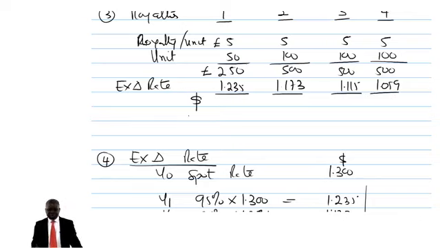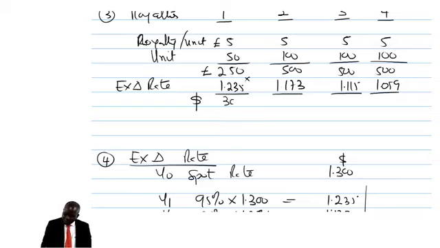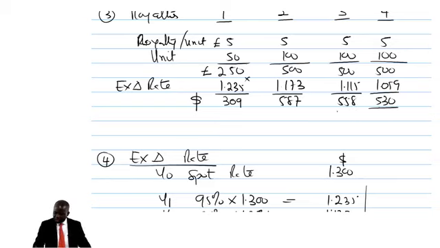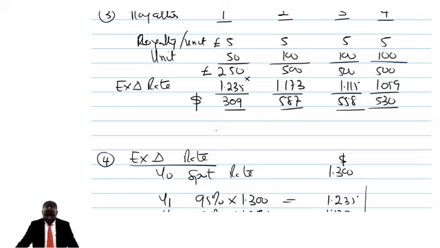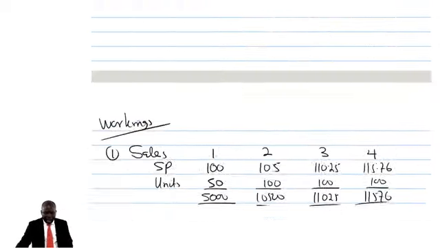Okay, because the dollar is more, I need to multiply. So 250 times this will give us 309. Next one is 587. This is 558, and then 530. So these are the dollar equivalent with respect to what? The royalties.